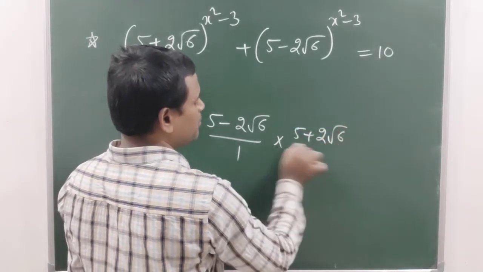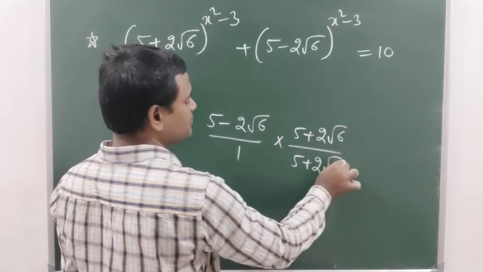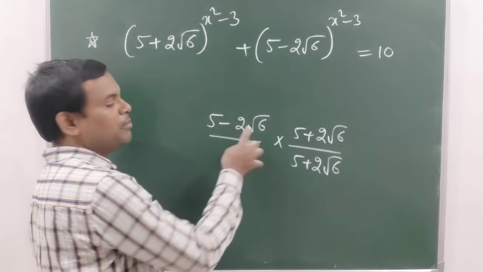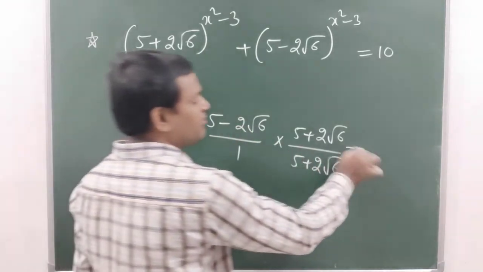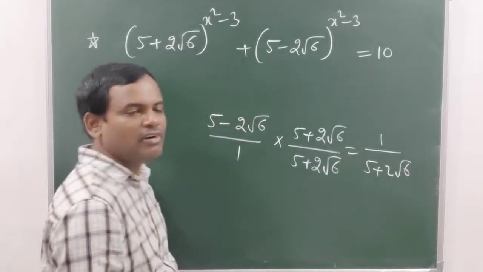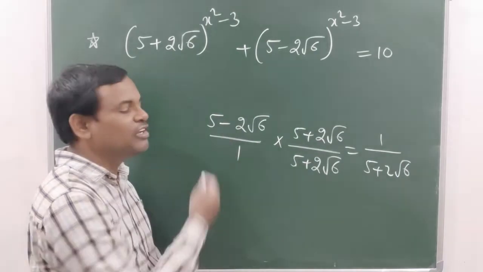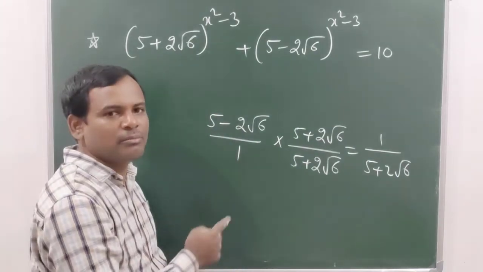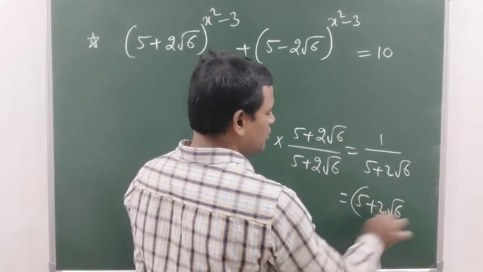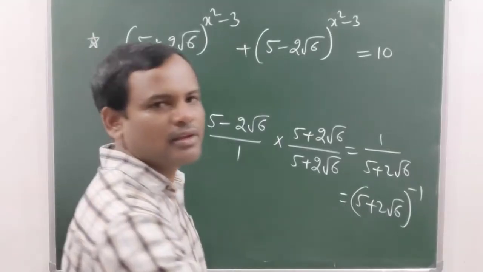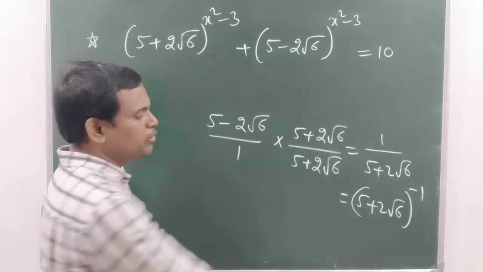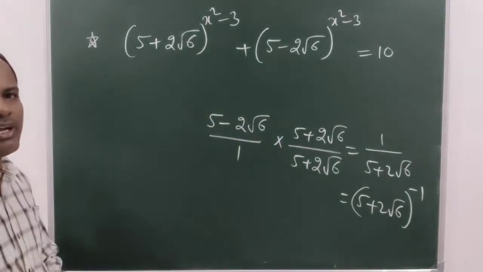5 plus 2 root 6 by 5 plus 2 root 6. So in the numerator, it is in the form of (a minus b)(a plus b). Apply that a square minus b square, so that you get here 1. In the denominator, 5 plus 2 root 6 you will get. What I have done here? I have rationalized the numerator. You got 1 by 5 plus 2 root 6. When it goes to the numerator, (5 plus 2 root 6) whole power minus 1 you will get. Okay? So in the next step, in place of this, now I am going to write this one. Okay? Right.